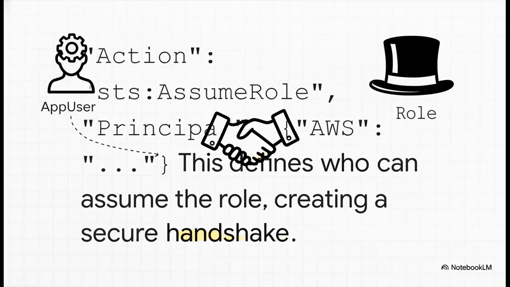So how does the user get to wear the hat? Well, every role has something called a trust policy. This policy doesn't define what the role can do, but rather who can assume it. Here, we're explicitly saying that our app user is the principal, the trusted entity that's allowed to perform this STS assume role action. This is the secure handshake that connects the two.